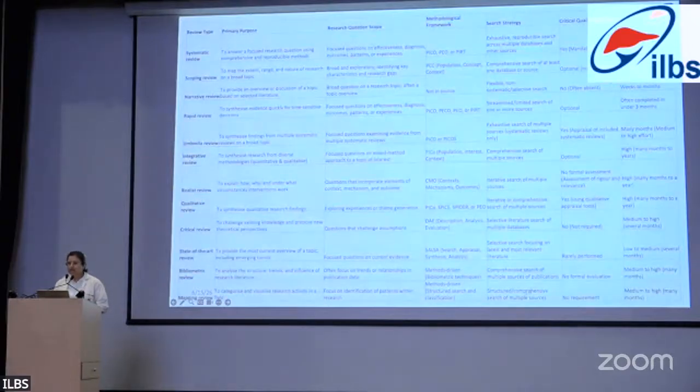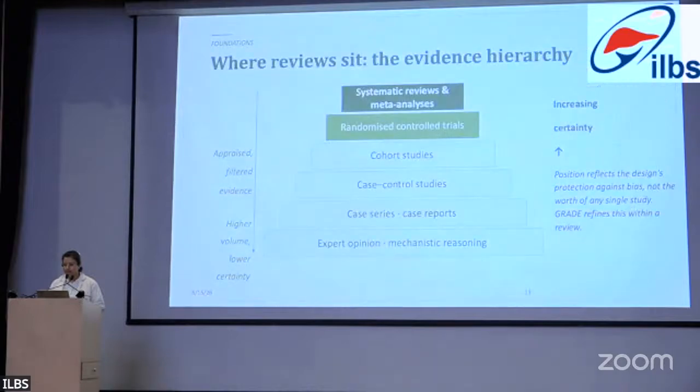This table looks busy, but the message is simple: review is not one single thing. There are various types: systematic reviews, narrative reviews, rapid reviews, scoping reviews. The scope of each of these reviews is different. A systematic review will answer a focused question very thoroughly. A scoping review will just map out what research exists. A narrative review is a looser overview, and a rapid review is a quick version for urgent decisions, and many more. Today, we are going to focus on systematic reviews.